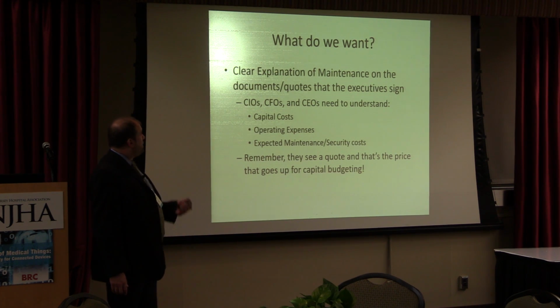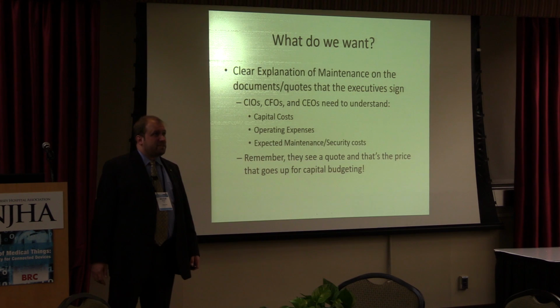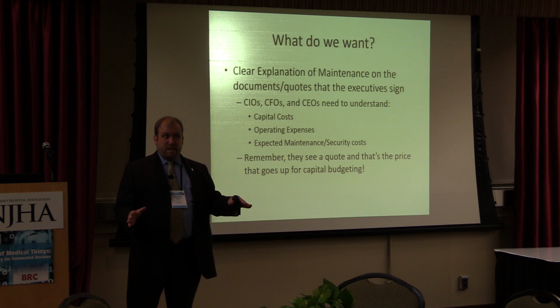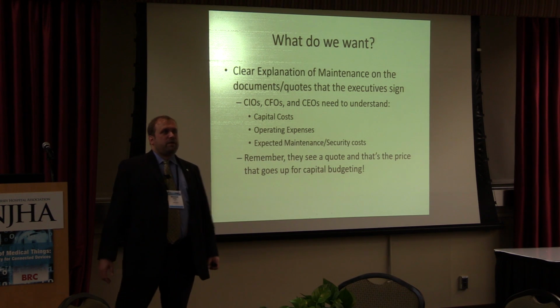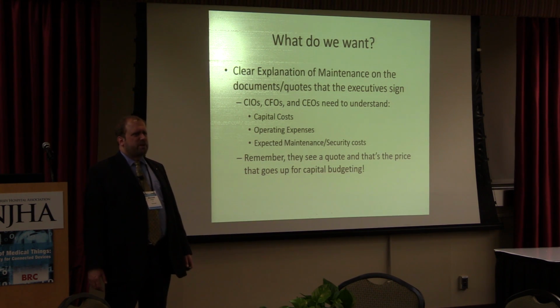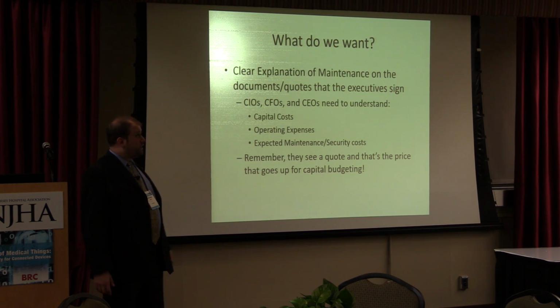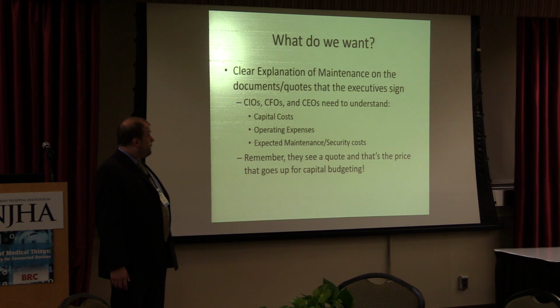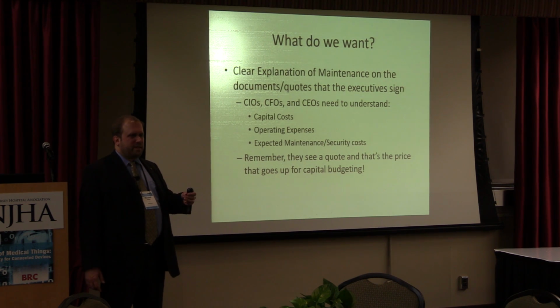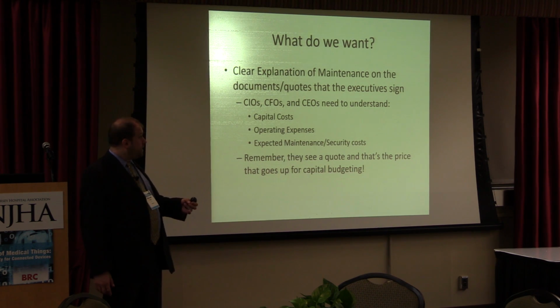And we want a clear explanation of maintenance in the documents that the executives sign. Because here's the deal. I work in capital budgeting. Capital budgeting is where you get all the quotes, you take a look at the 5-year financial plan, and you make your decision based on it. So the executives only see the costs from your company. They don't see the expected maintenance costs.